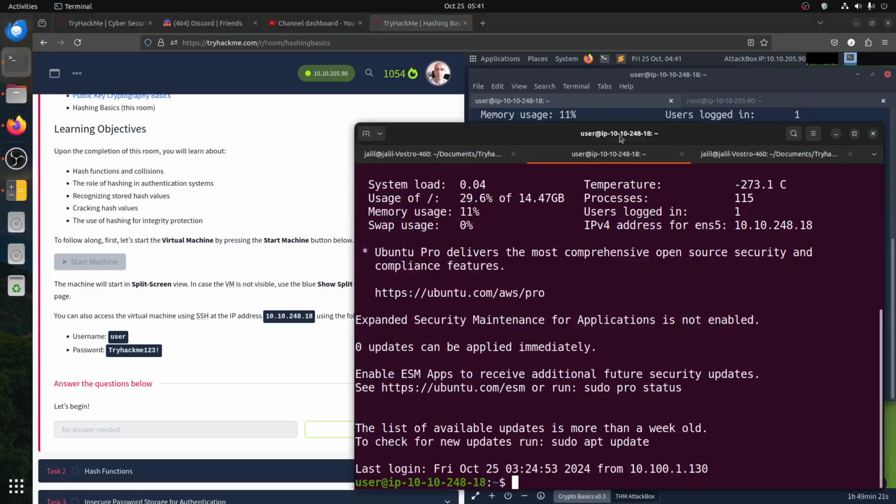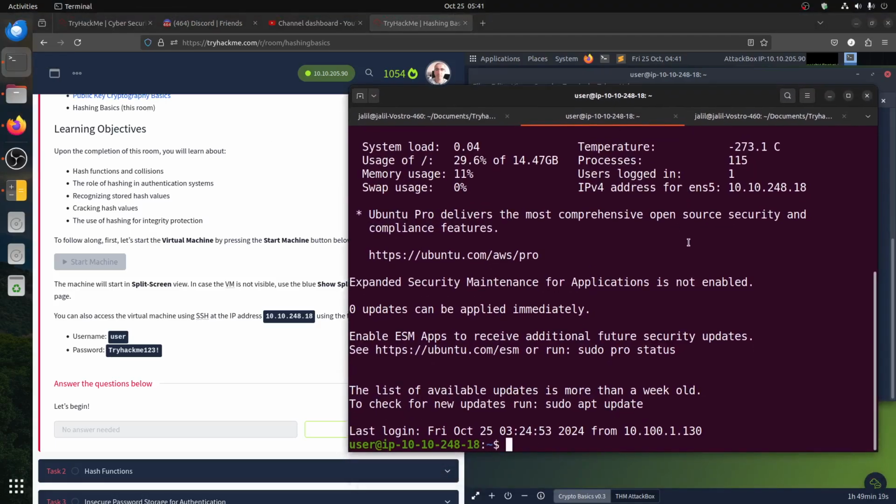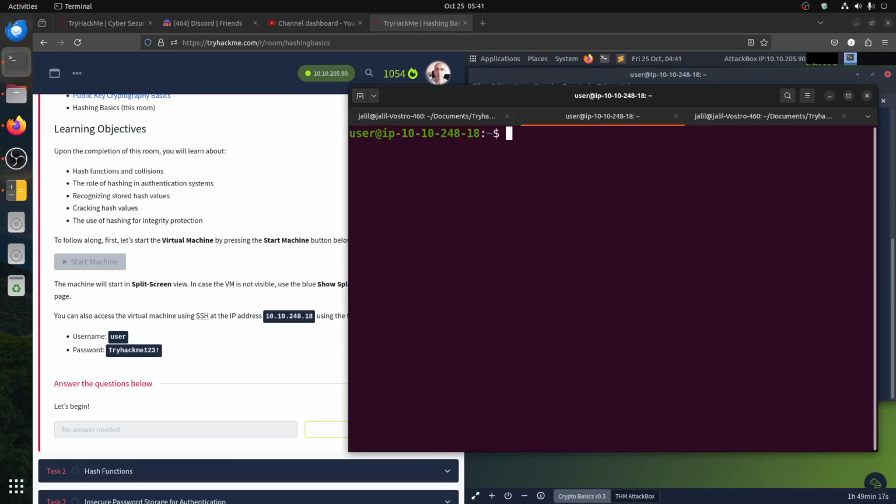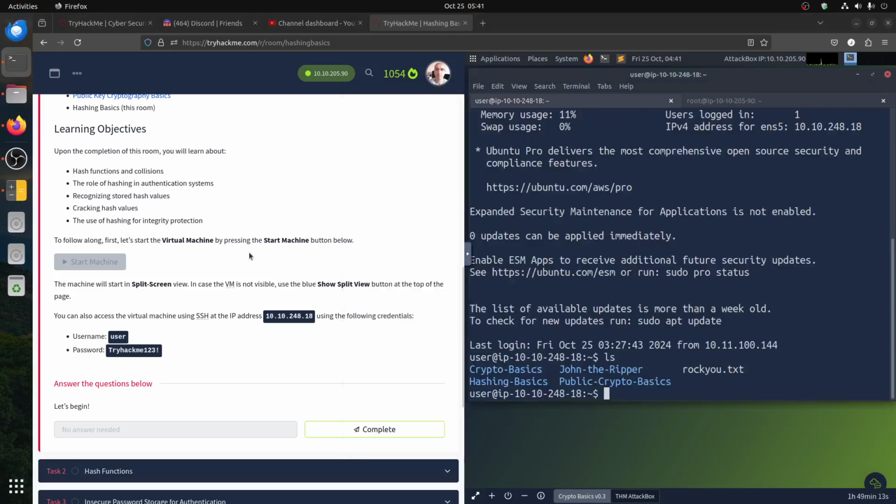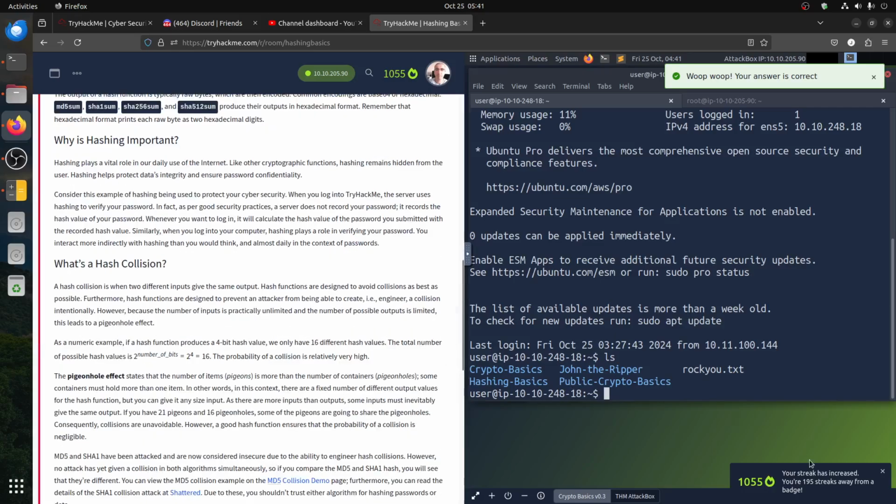I'm also SSH'd to it from my computer, so I'm also here in the machine. The reason is that some hashes might take long in the attack box, depending on the memory of the machine, so I'll use my own computer for that. Okay, let's start and see how things will go.